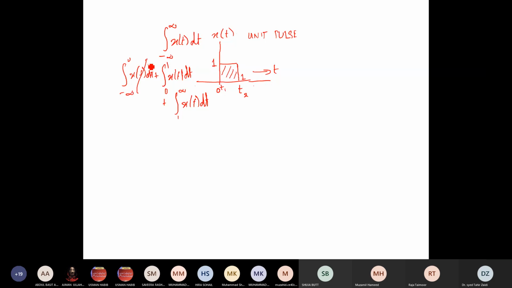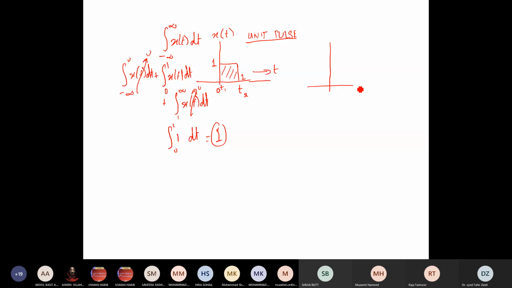The first is 0, and the last is 0, because x of t is 0 throughout. In the middle part, x of t is 1, so the integral of 1 from 0 to 1 dt, and if you just solve it, it ends up giving us 1. So in a unit pulse, the area of the pulse is equal to 1. Clear? Now, this is a unit pulse.